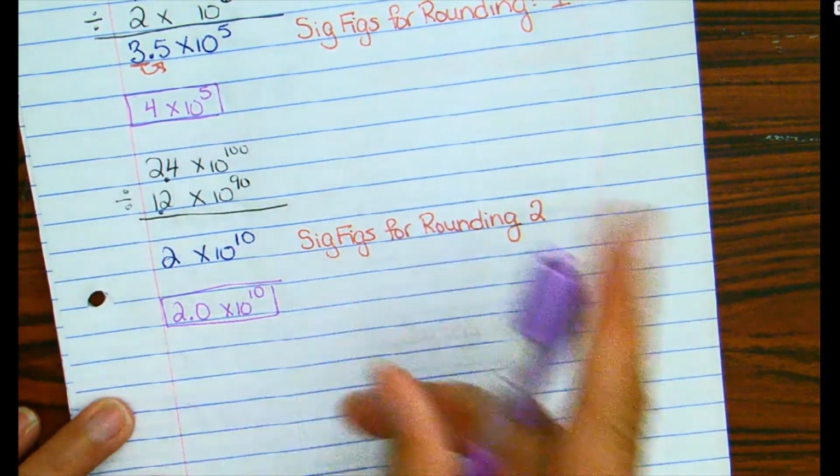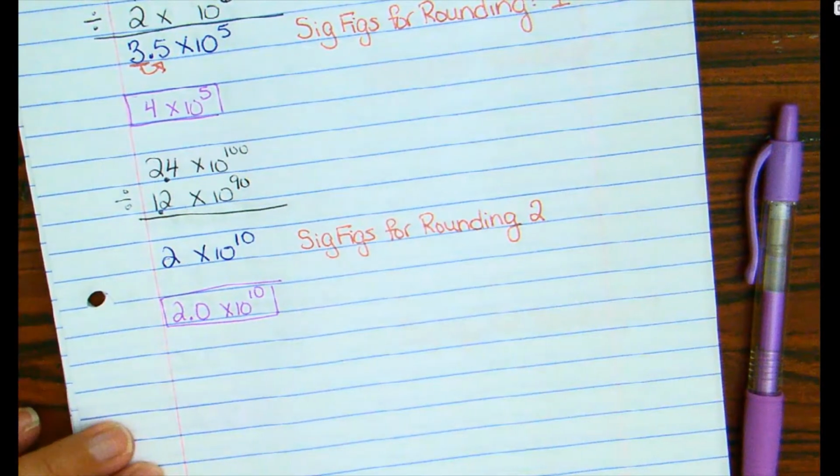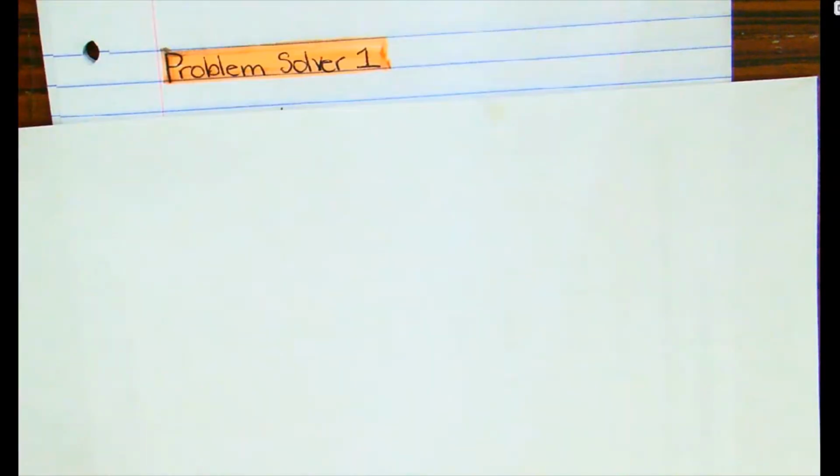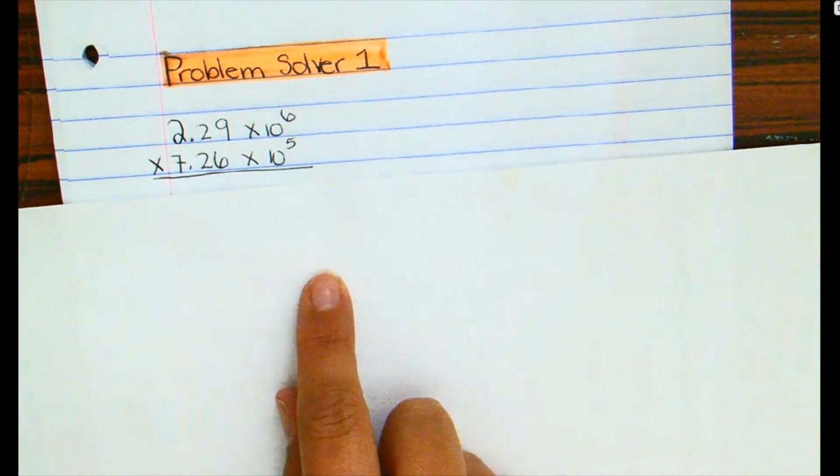Now it is time for you to try some problem solvers. Okay, let's look at problem solver 1. We have 2.29 times 10 to the 6th times 7.26 times 10 to the 5th. Okay, now it's your turn to try.